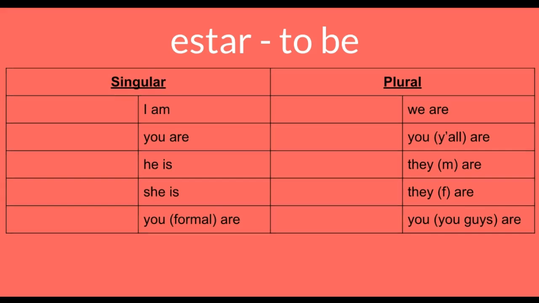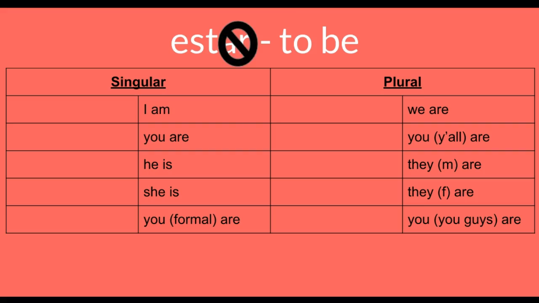Okay, now that I have told you a little bit about when we use estar, let's talk about how to conjugate this verb. This conjugation chart looks a lot like the conjugation chart for the verb ser when you look at the English meanings of the words. I am, you are, he is, she is, you are, etc. When we actually conjugate the verb, however, it's going to look totally different than the way ser did.